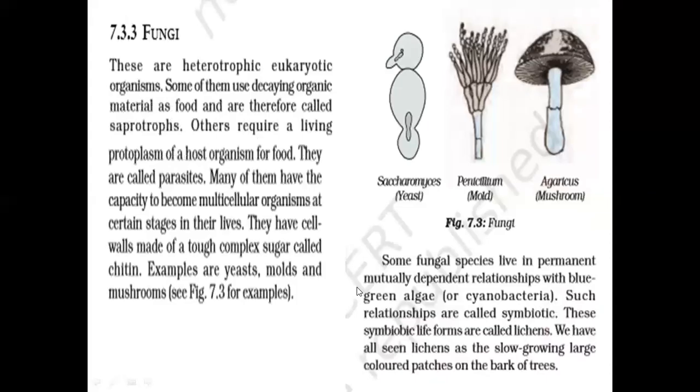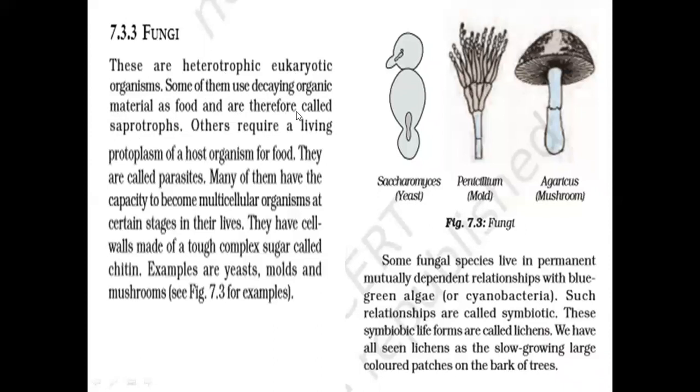Let us go to the next kingdom, that is fungi. They are heterotrophic eukaryotic organisms. They do not prepare their own food; they get it from others, and being eukaryotic, they have a well-defined nucleus. Some of them use decaying organic material as food and therefore are called saprophytes. They depend on dead and decaying matter, because of that they are called saprotrophs.